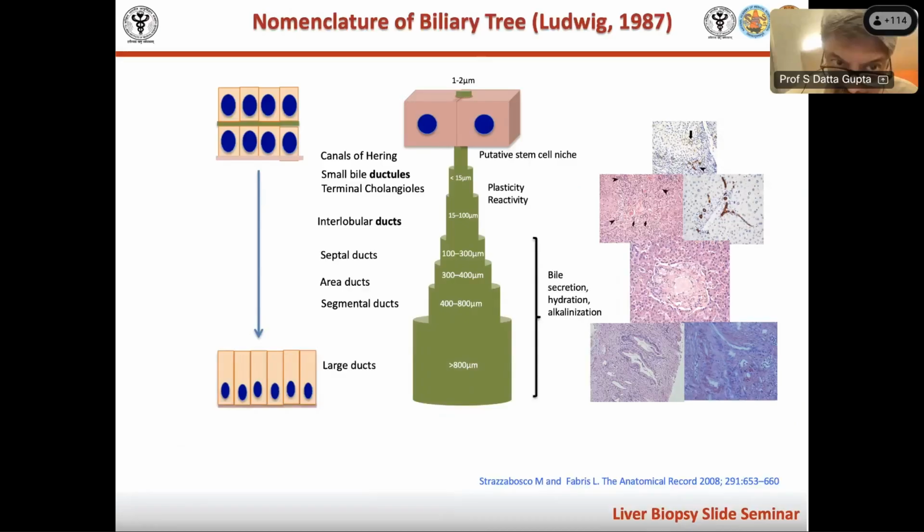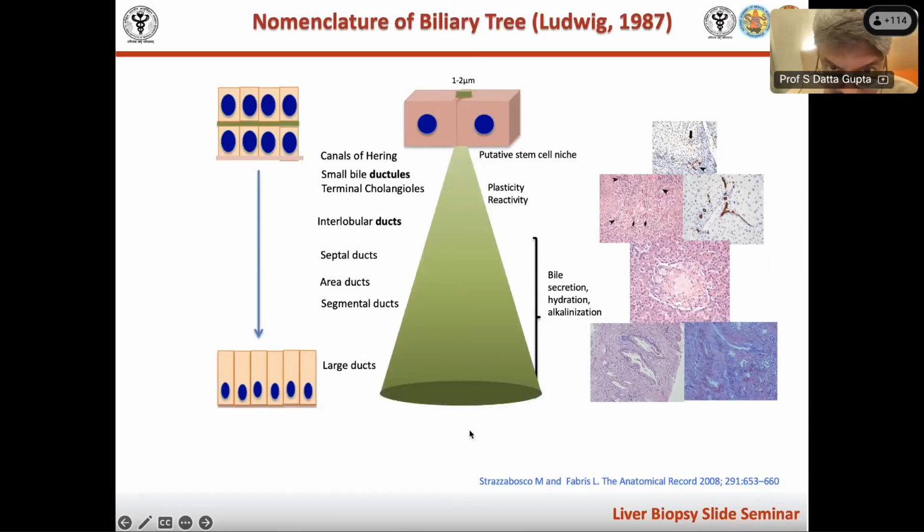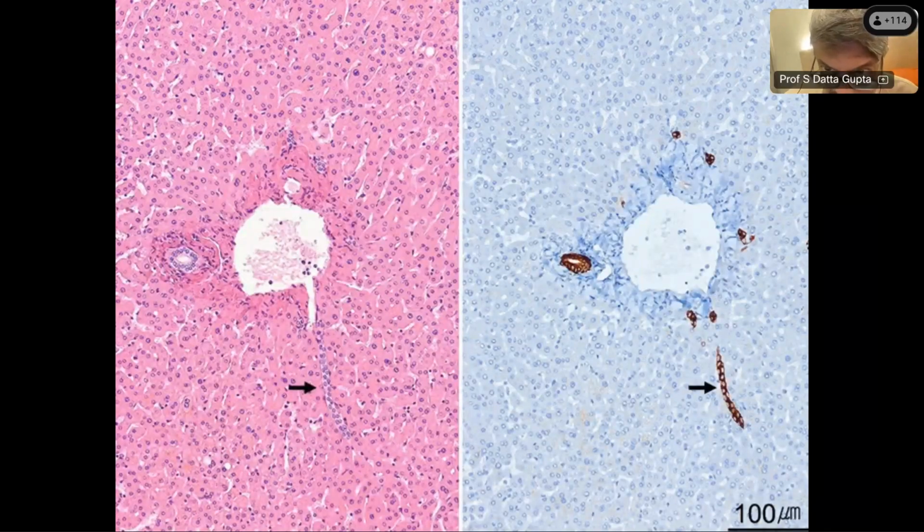15 to 100 is interlobar ducts, and septal ducts are larger. You start seeing periglandular ductal glands here, right? Their PAS is positive. This is a canal of Hering, right? And this is going to form the interlobar duct. These are interlobar ducts, right? So this is the terminology you use. Look at this.